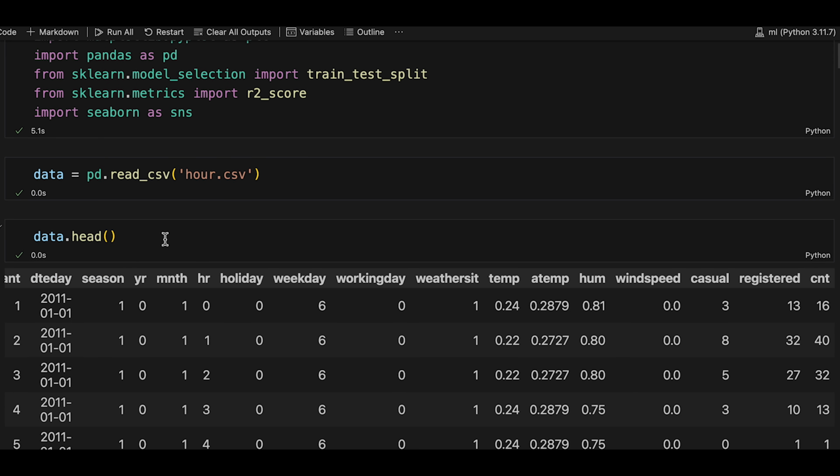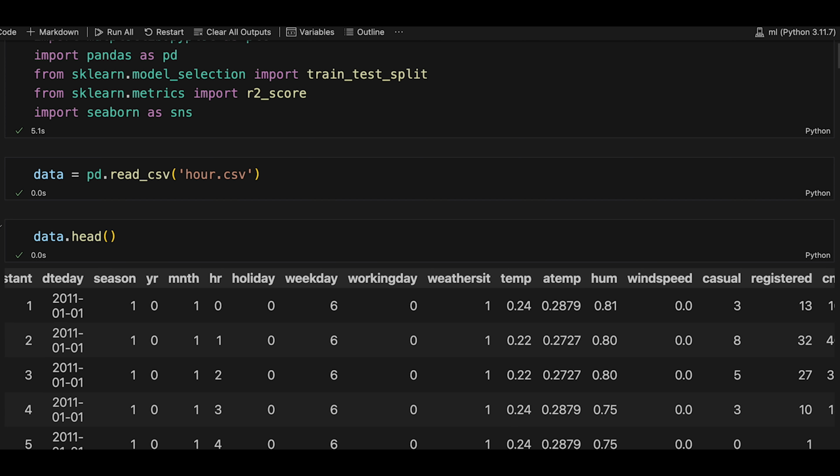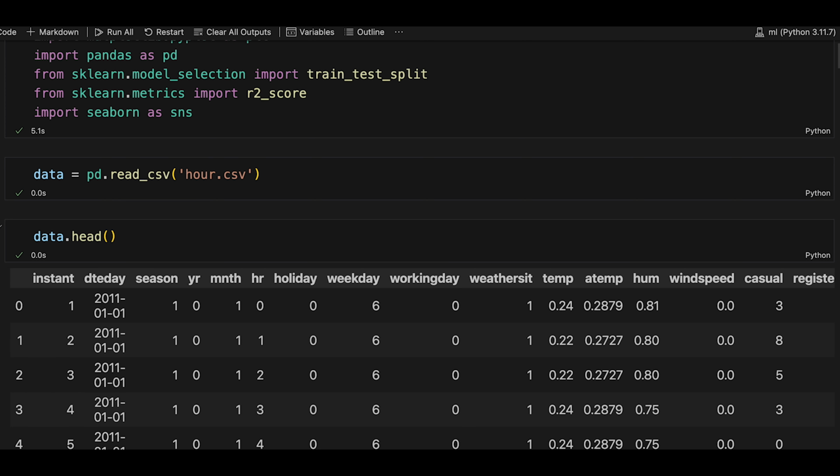And then if you check data.head, you'll get the top 5 rows. So as I said, the first column is instant, which is not at all important, and date day. And then these three are not at all important, but we are having them as our features. So let's see how to remove them. We'll be removing them in the later stages, but now let's continue.